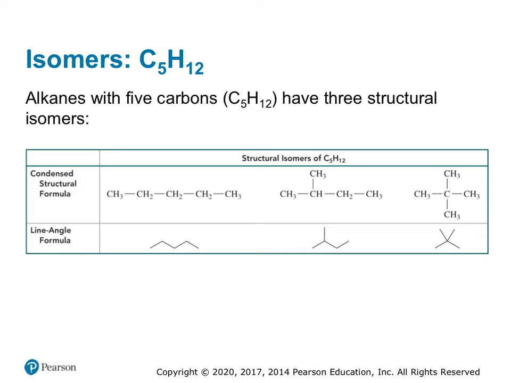Alkanes that have 5 carbons have 3 different structural isomers. We can see the 5, 1, 2, 3, 4, 5 carbons in pentane, or we have 4 carbons with a 5th carbon off to one side, or we can have 3 carbons with a carbon off to each side of the middle carbon. So we've got 3 different ways we can arrange 5 carbons and 12 hydrogens.